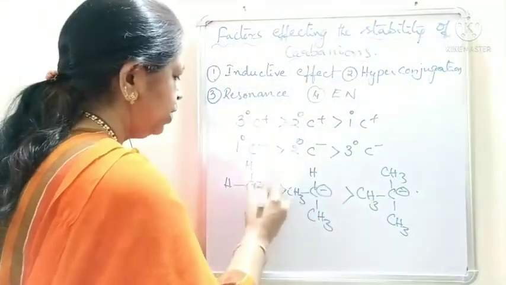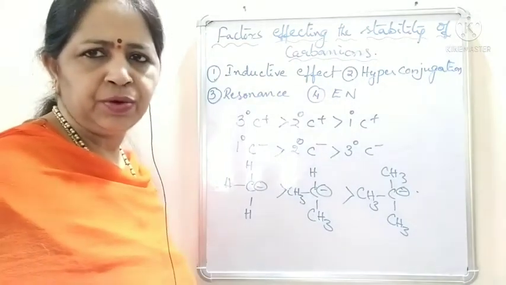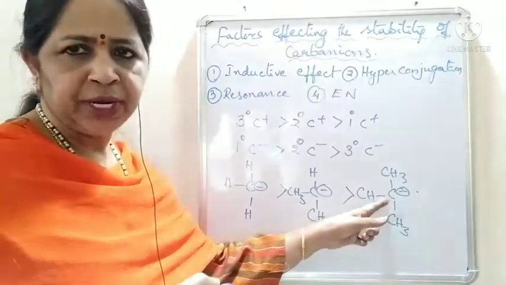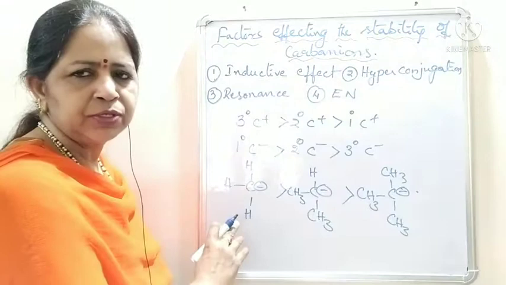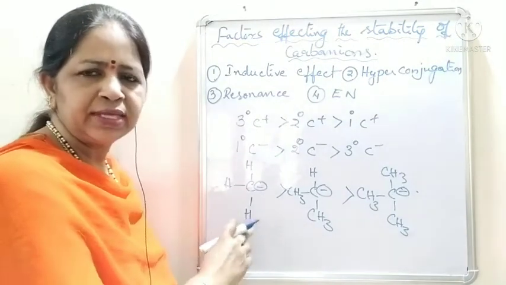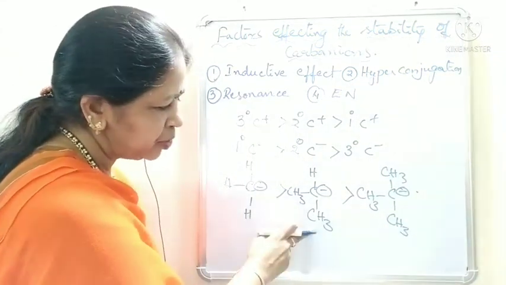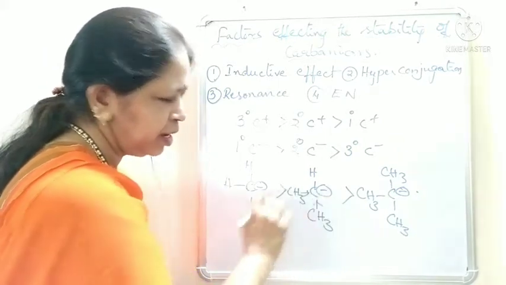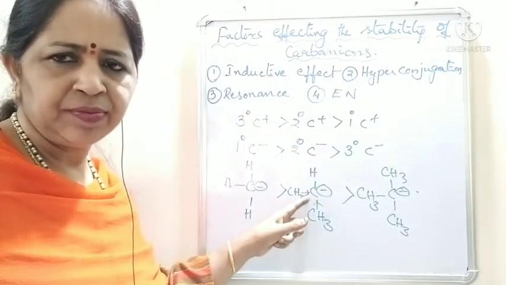Now, what is the nature of alkyl groups? Alkyl groups are electron releasing groups. They increase the electron density on the carbon. So, in the primary carbanion, there are no alkyl groups which can increase the electron density on the C minus, so it is more stable. Here there are two alkyl groups which will increase the electron density on the carbanion. Already this carbon is negatively charged.